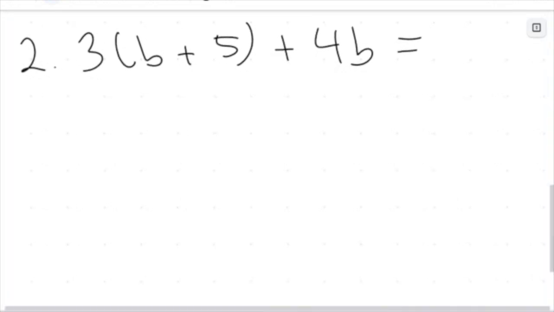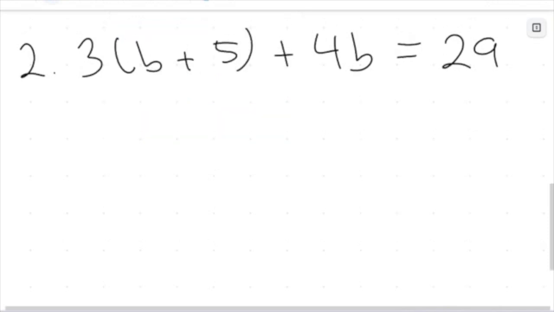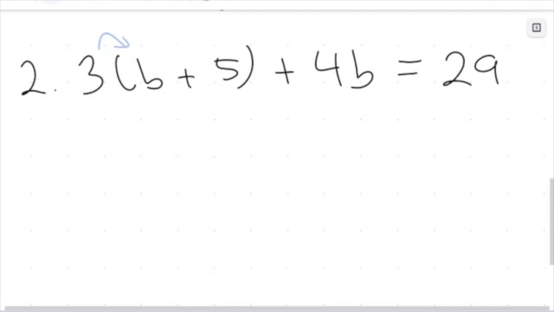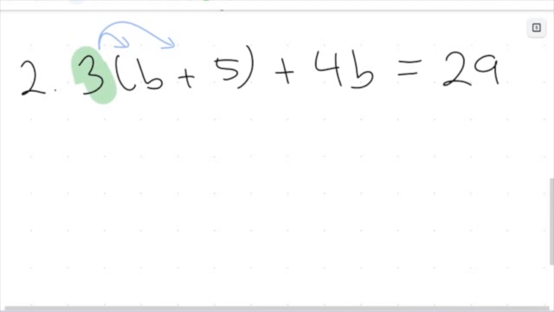Now, my question 2, I have 3 outside of b plus 5, plus 4b gives me 29. Okay, cool. So, once again, I'm always going to look to expand this, because this entire equation looks kind of unfamiliar to me. I want to first expand it and then try to make it really digestible and easy to work with. So once again, when I expand my brackets, my 3 multiplies with b and by positive 5.